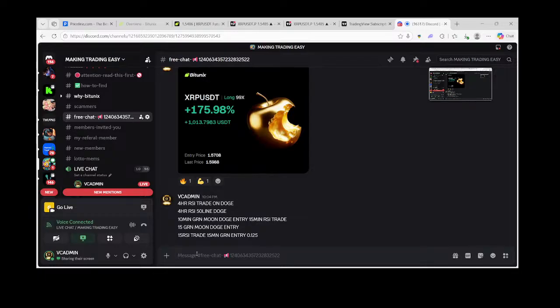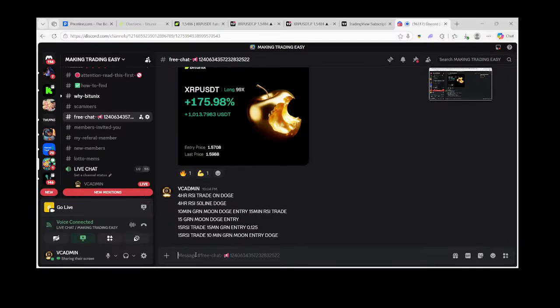So now the 15-minute green moon entry, right? I know what that is because that's the entry for that particular trade. It's either 15 or 10, right? So if you did the 10, you go 15-minute RSI trade, and then you'd be the 10-minute green moon entry, Doge, boom. And then I can go back and look at that trade right there, and I can evaluate it, and we're going to track it together.